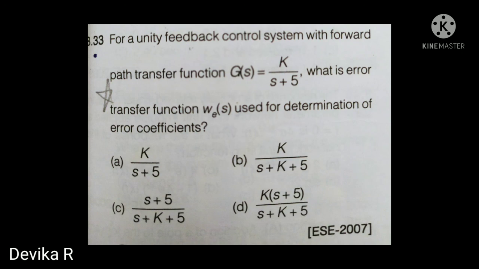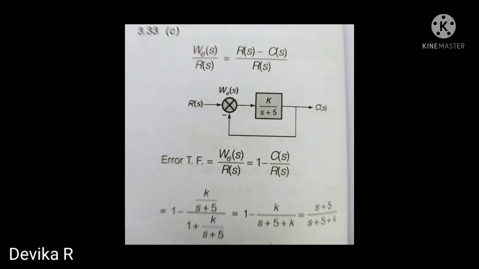Okay, so this question was asked in the ESC exam. Let's see the answer. There is a formula for the error transfer function: e of s divided by r of s equals r of s minus c of s divided by r of s. C of s is output, r of s is input. So error transfer function is equal to 1 minus c of s divided by r of s. What they gave was only g of s. We know how to form the c of s by r of s equation. Then form that equation and subtract it from 1, and then we can find the answer. It is s plus 5 divided by s plus 5 plus k.